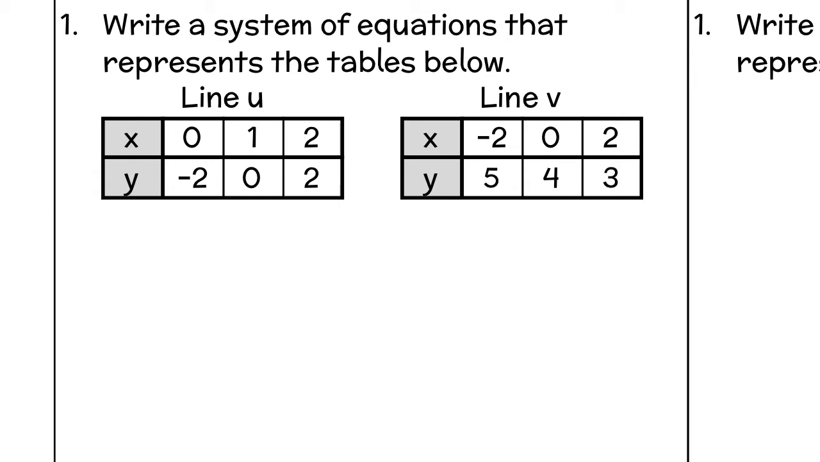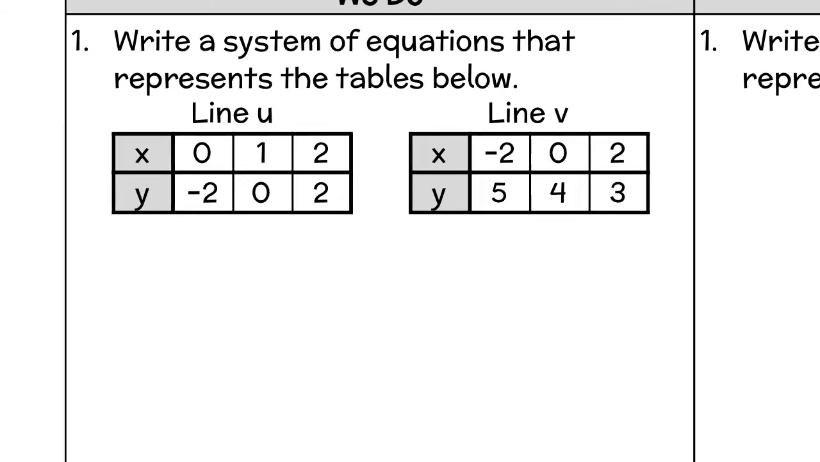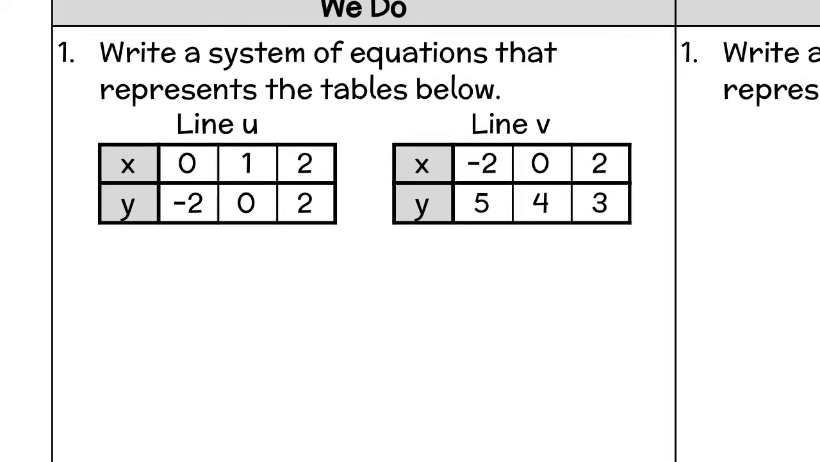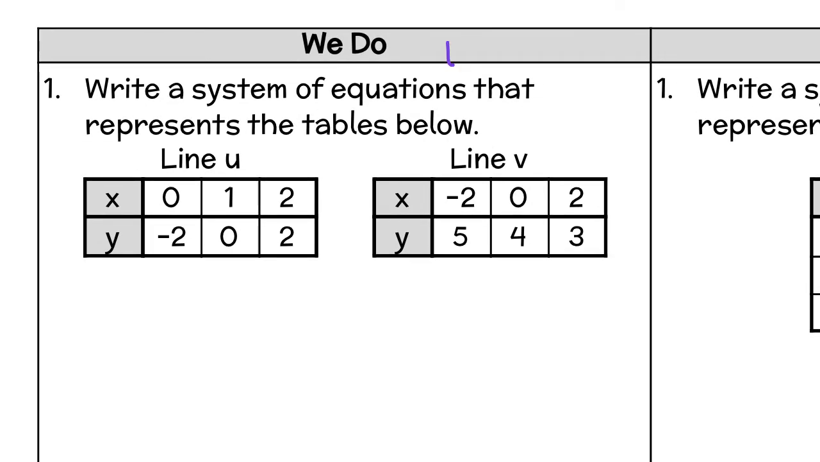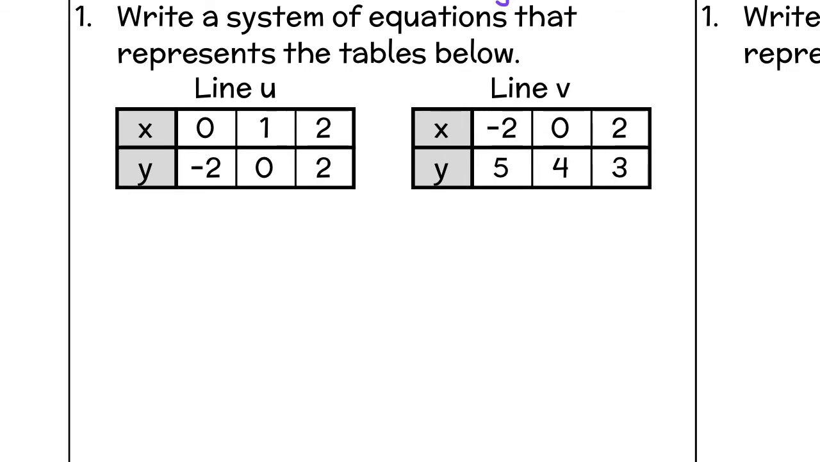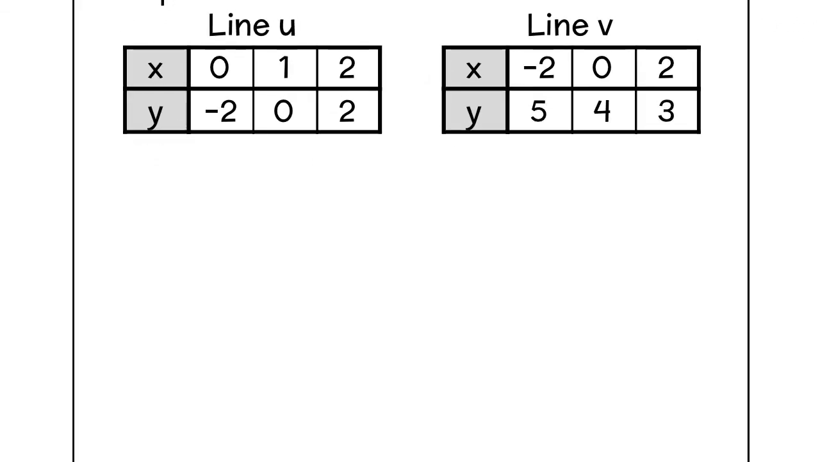So when you're writing an equation, think of slope-intercept form. So y equals mx plus b. I need two things to write that line. I need m and I need b. So I need slope and I need y-intercept. So starting with the first table for line u, let's find the slope of that line.